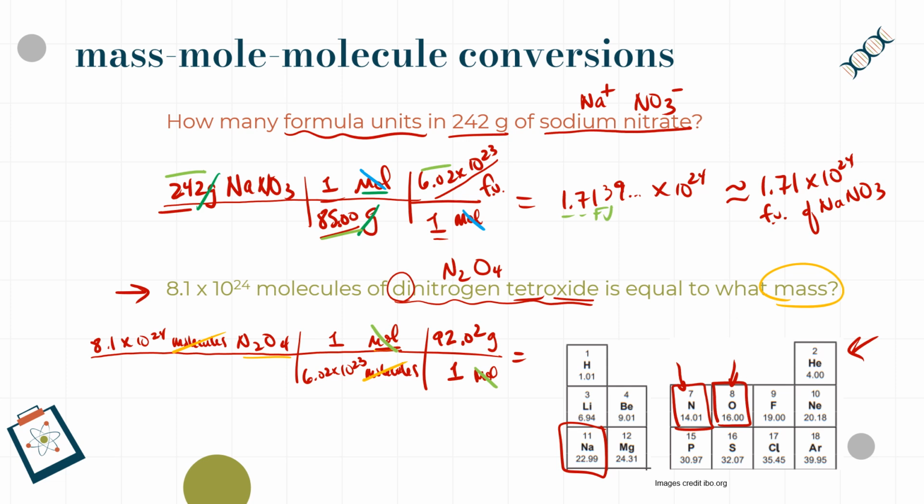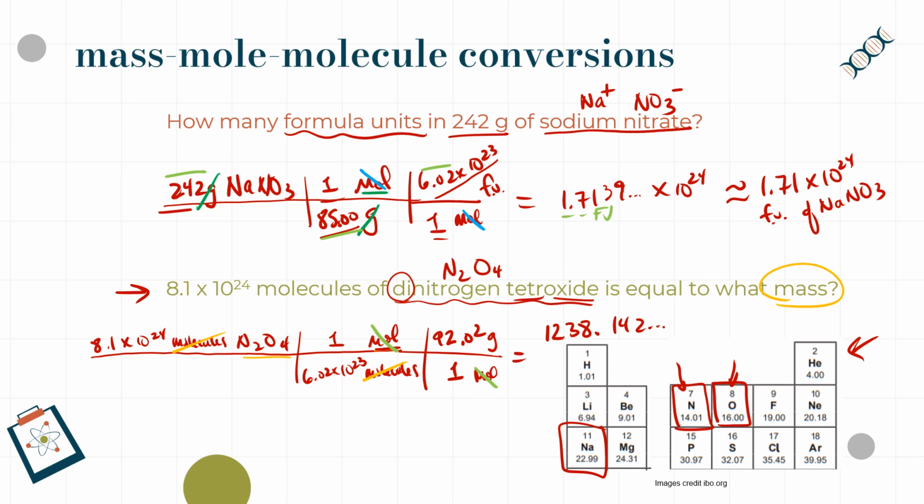So what I'm going to do with my calculator now is 8.1 times 10 to the 24th power. And then I'm going to divide by that 6.02 times 10 to the 23rd power. And then I'm going to multiply by 92.02, because we know that multiplication and division, I think the mathematical property is commutative. We can do it in any order. So now my final answer is 1,238.142, lots of decimal places.